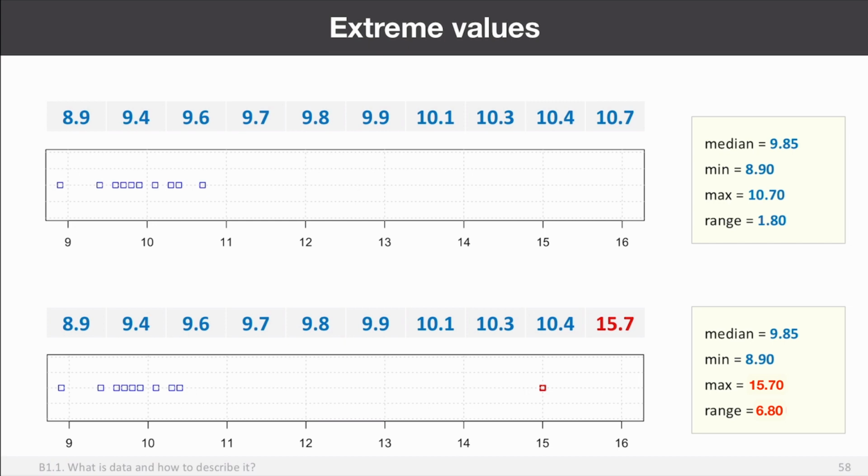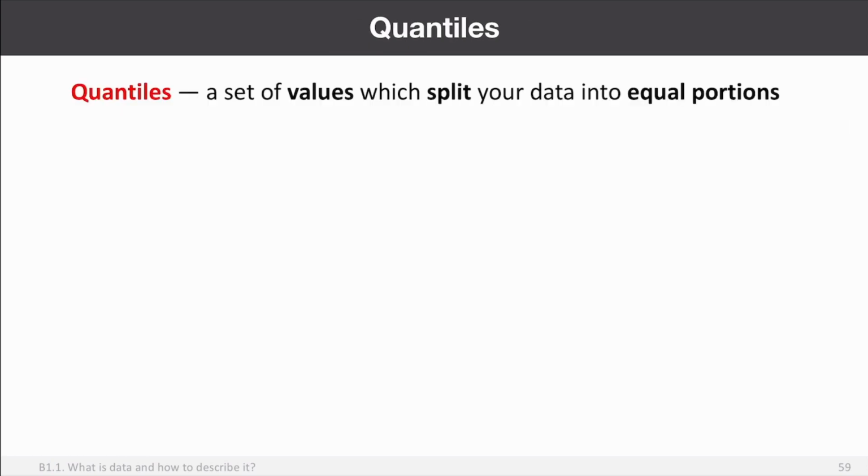Maybe we can compute range not for the whole set of values, but for the values without outliers. But in this case, we need to find out how to remove the outliers from the data, right? So how do we detect the outliers? Let's talk about this. Well, the general idea is that we need to use quantiles.